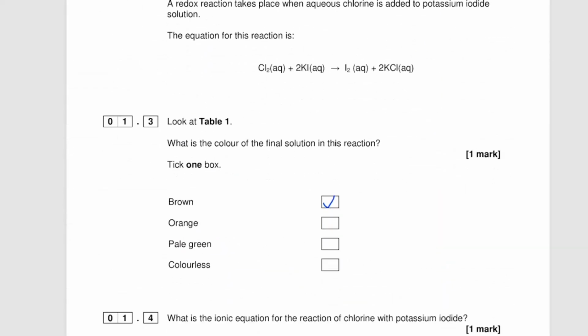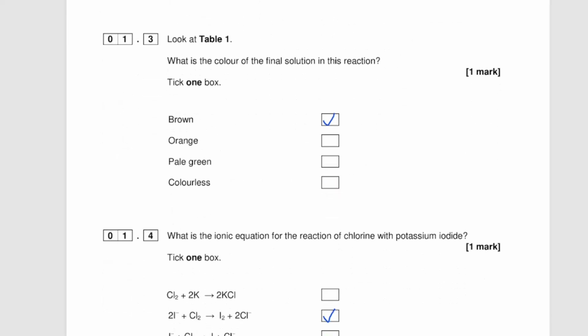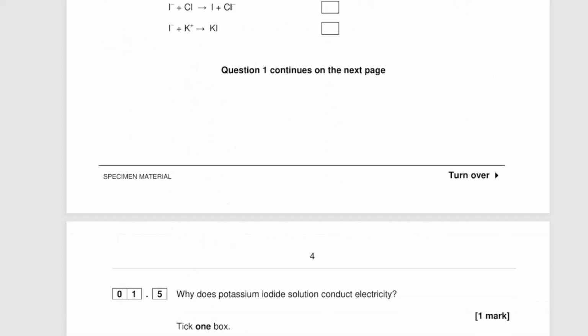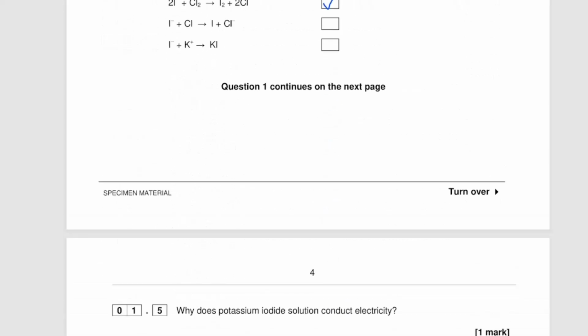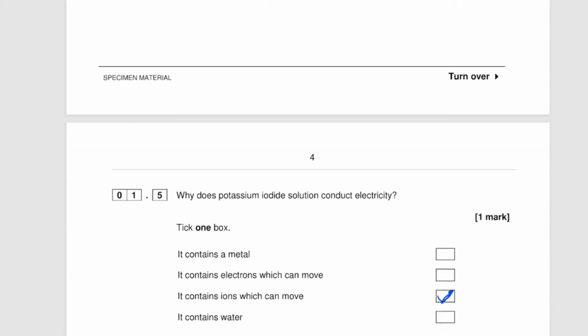And for 1.4, we're expected to work out the ionic equation for the reaction of chlorine with potassium iodide, which is 2I⁻ + Cl₂ → I₂ + 2Cl⁻. And then, why does potassium iodide solution conduct electricity? This is due to it containing ions which can move.